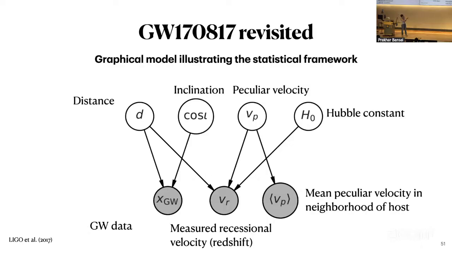And then these different arrows are telling you which true parameters each piece of data depends on. The gravitational wave data is only sensitive to the distance and the inclination of the source, but the distance is also affecting our measurement of the recessional velocity.